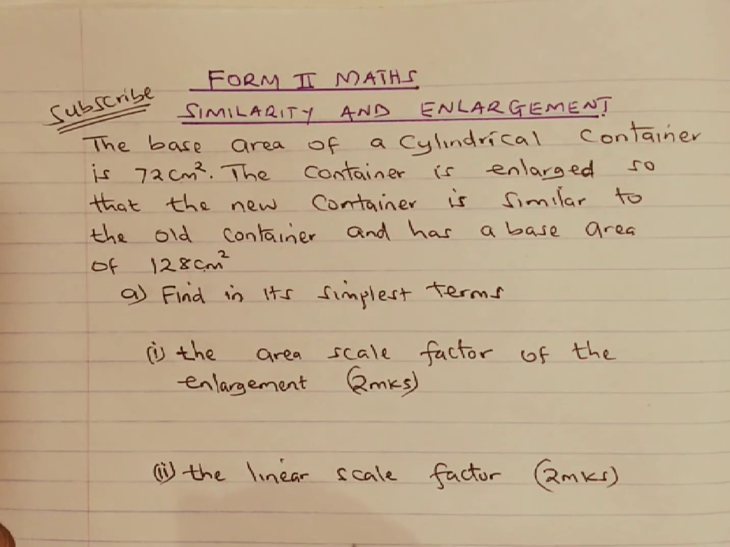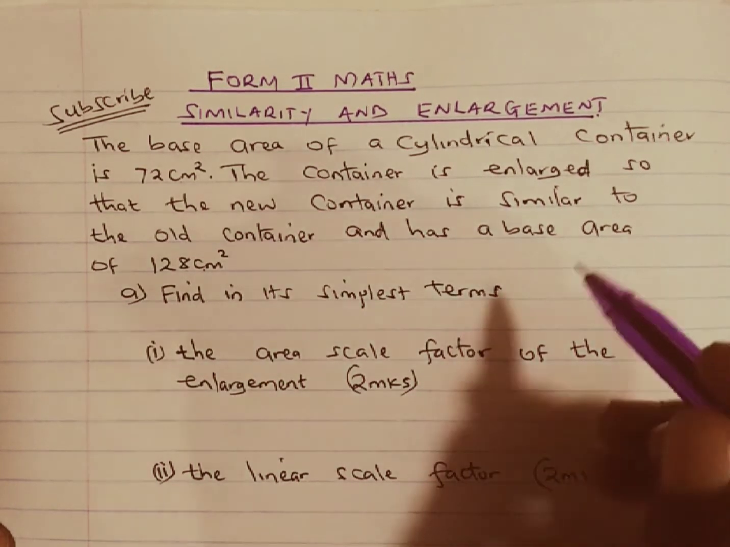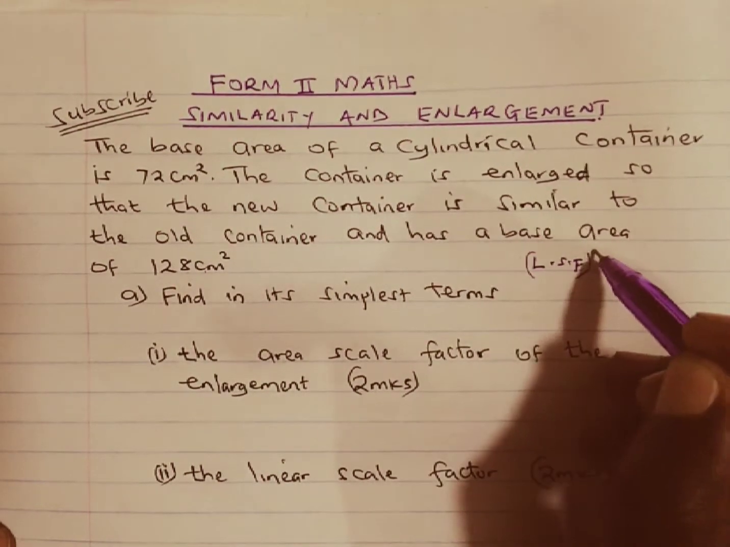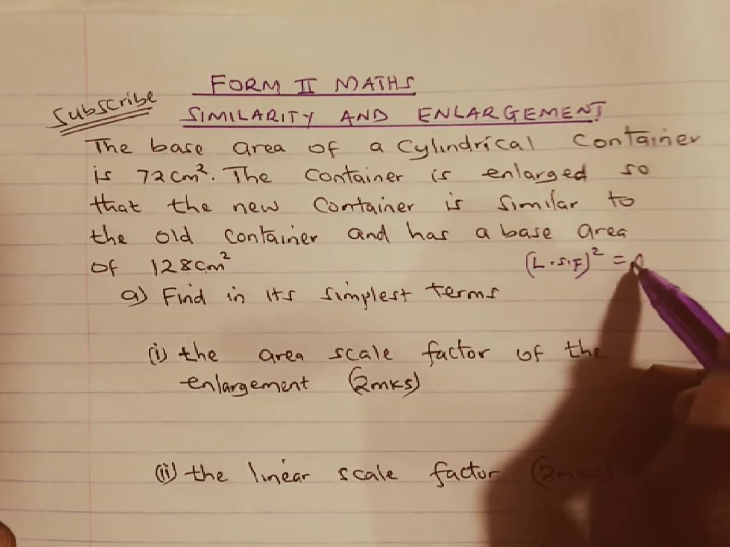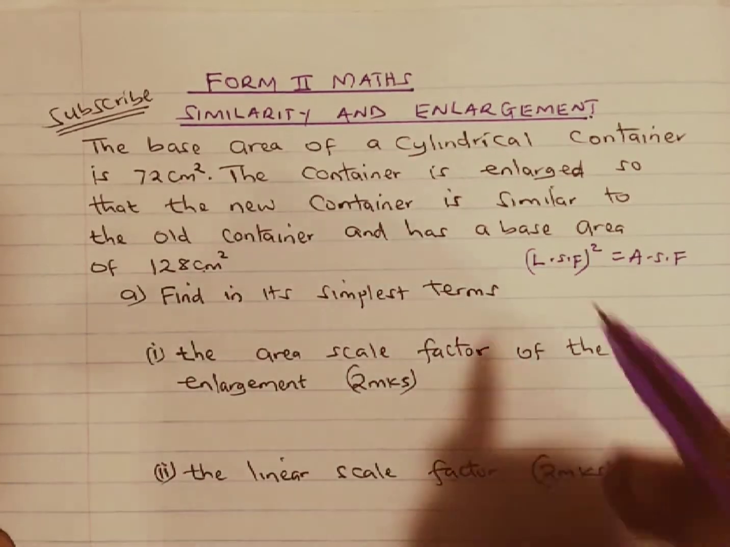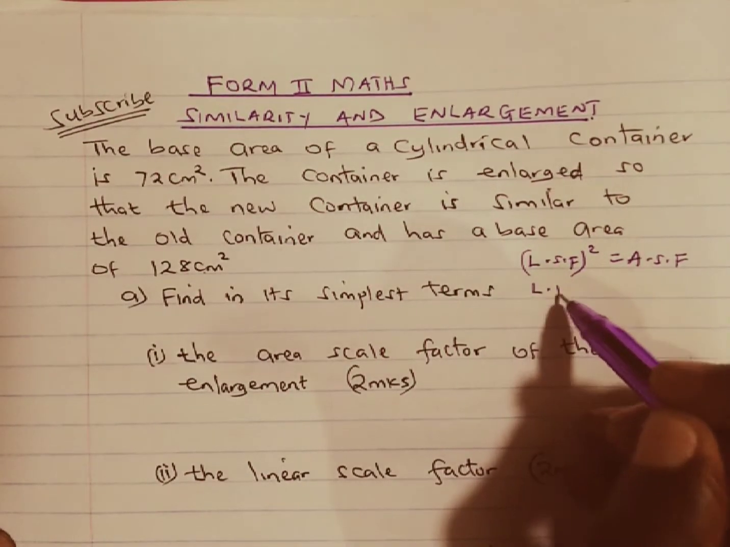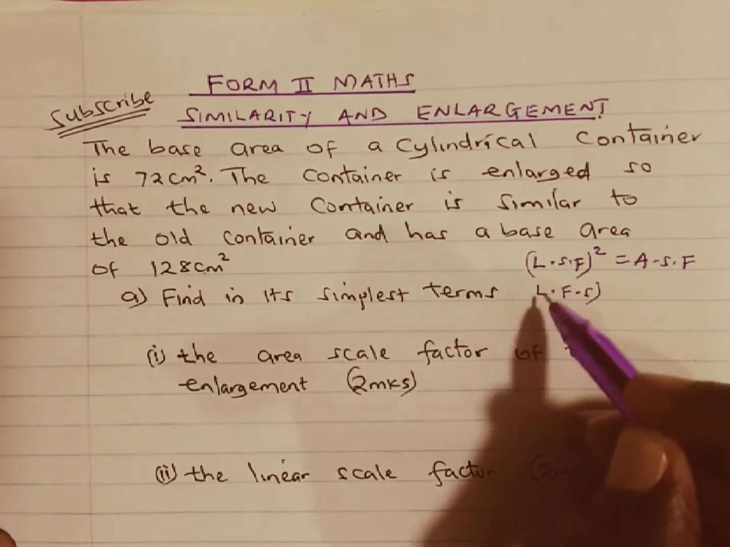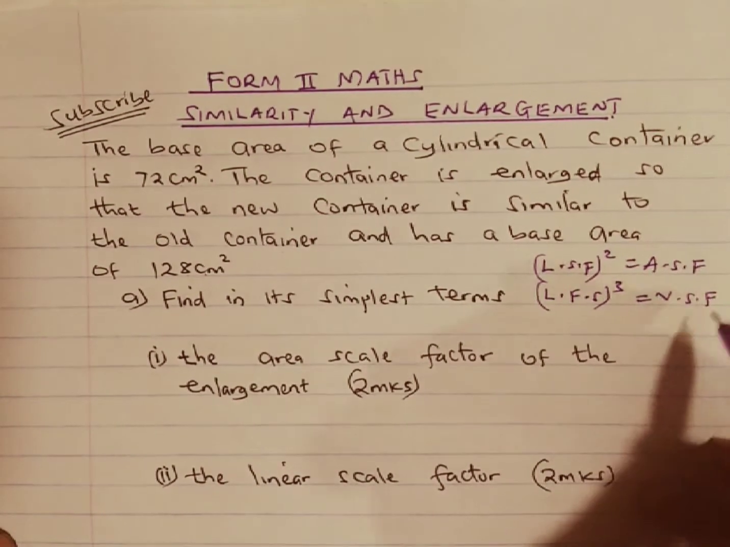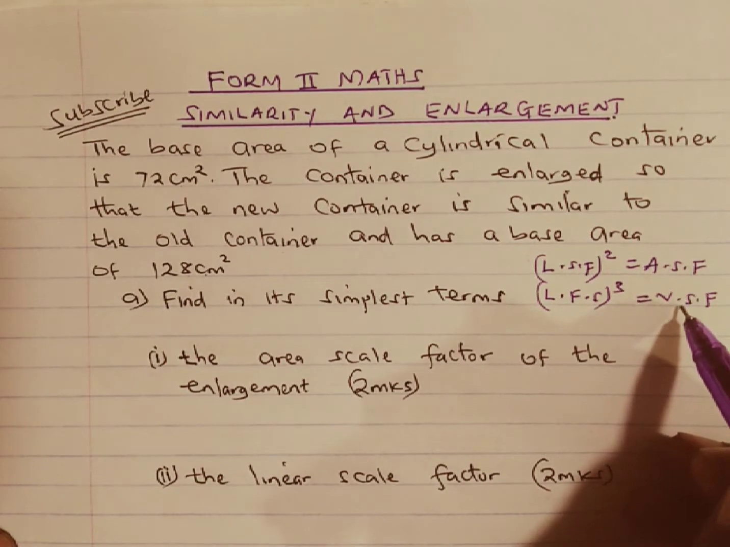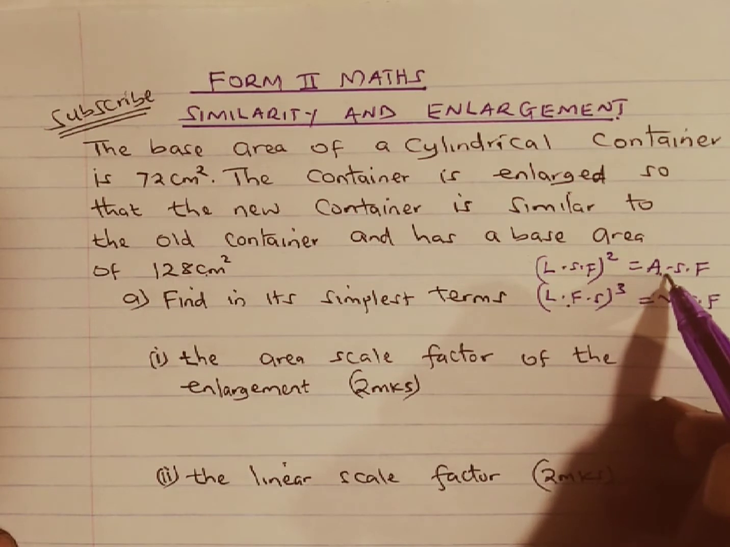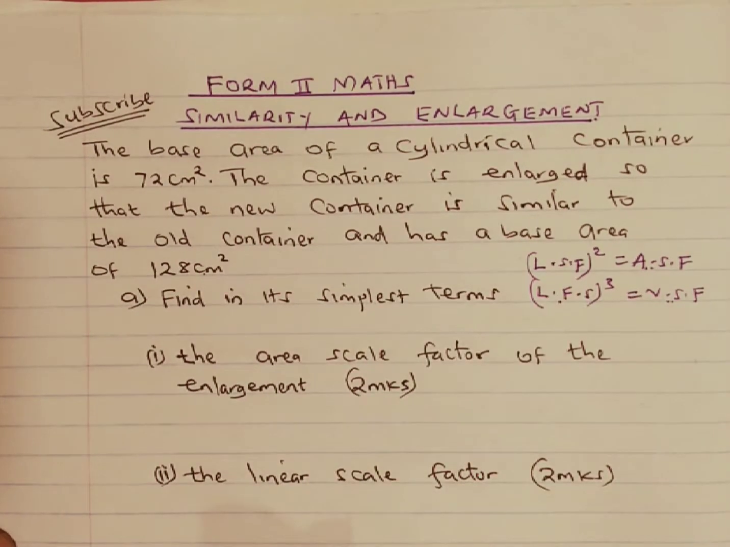One thing that you need to understand is that if you take the linear scale factor, you square, it will give you the area scale factor. And then, if you take the linear scale factor, you cube, you get what we call the volume scale factor. Meaning, if you take the cube root of the volume scale factor, you get the linear scale factor. You take the square root of the area scale factor, you get the linear scale factor.